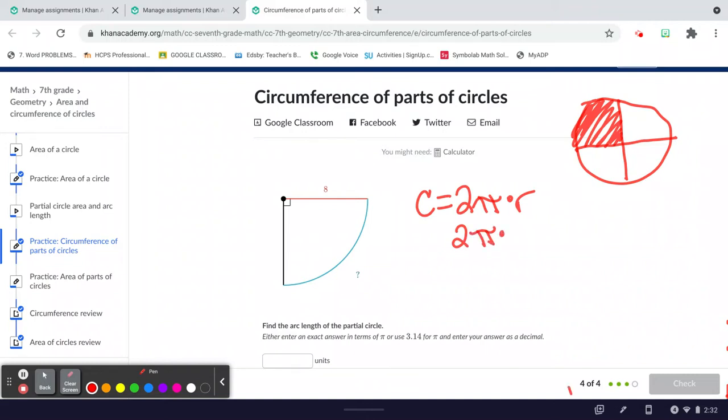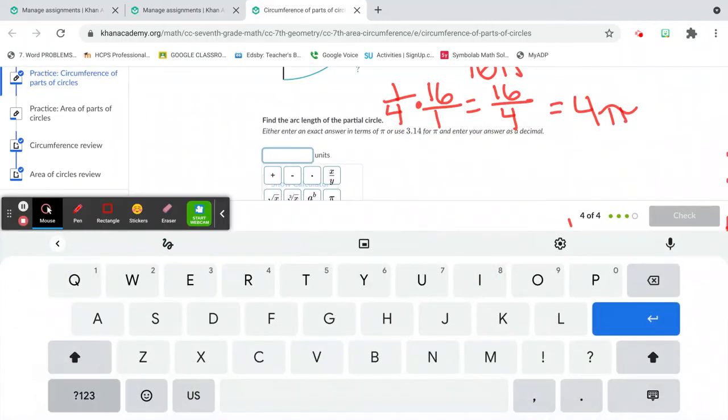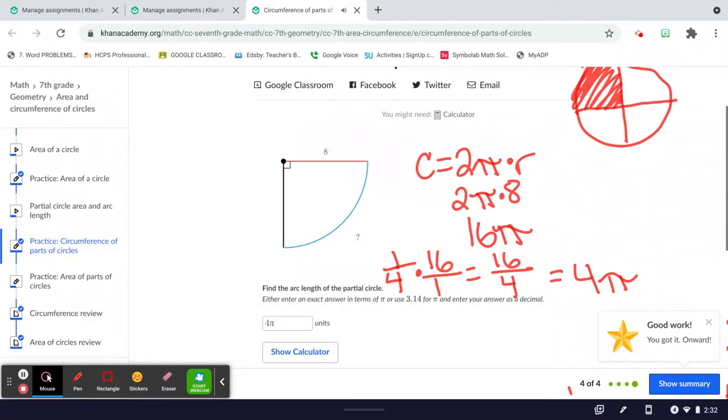This time my radius is 8. So I know that 2 times 8 is 16, and I bring down my pi. 16 pi is the circumference for the entire circle. But we don't have the entire circle. We only have 1/4 of the circle. So I take 1/4 and I multiply it by 16 over 1. 1 times 16 is 16. 4 times 1 is 4. I know that 16 divided by 4 is 4. And I have to bring my pi back down, so it's 4 pi. So we'll have a 4 and the pi, just like that.